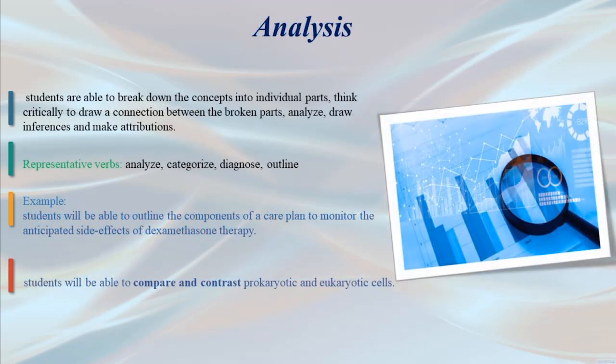The fourth level is analysis. Analysis is the ability to separate a large concept into component parts and establish relationships between the parts. It could include the ability to determine the relevance and usefulness of information and correlate between the information. Analysis could be the critical appraisal of knowledge. Some verbs such as analyze, categorize, diagnose, or outline could be used for writing the objectives for this level.